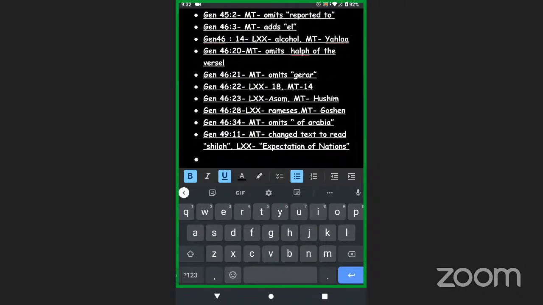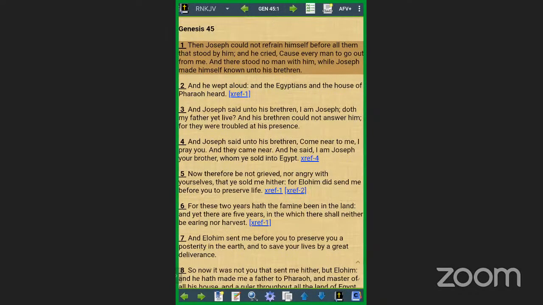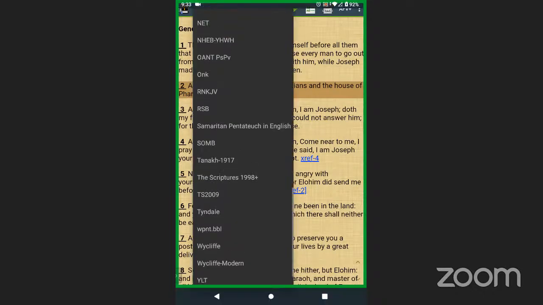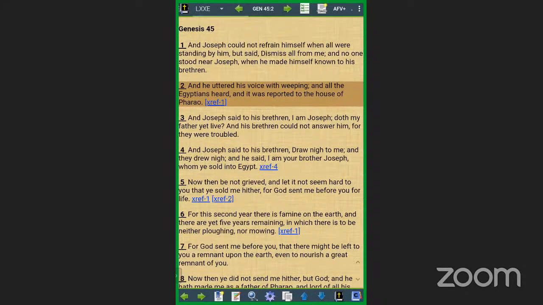Genesis 45 verse 2, Masoretic text omits reported to. So we're going to look at Genesis 45:2, first from the Masoretic. And he wept aloud, and the Egyptians in the house of Pharaoh heard. The Septuagint says he uttered his voice with weeping, and all the Egyptians heard, and it was reported to the house of Pharaoh.